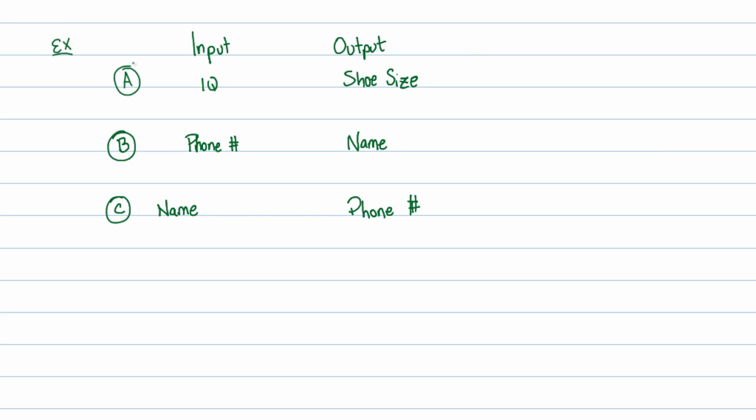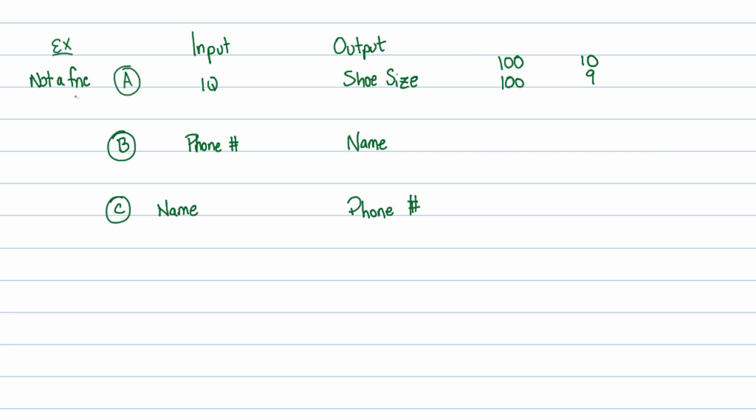And part A, if the input is the IQ and the output is the shoe size, is that a function? The answer really is no. I'm sure there's somebody with 100 IQ that has a size 10 shoe, but there's also his neighbor who has 100 IQ that has a size 9 shoe. And you can see right here the input of 100 leads to both a 10 and a 9. So this is not a function.